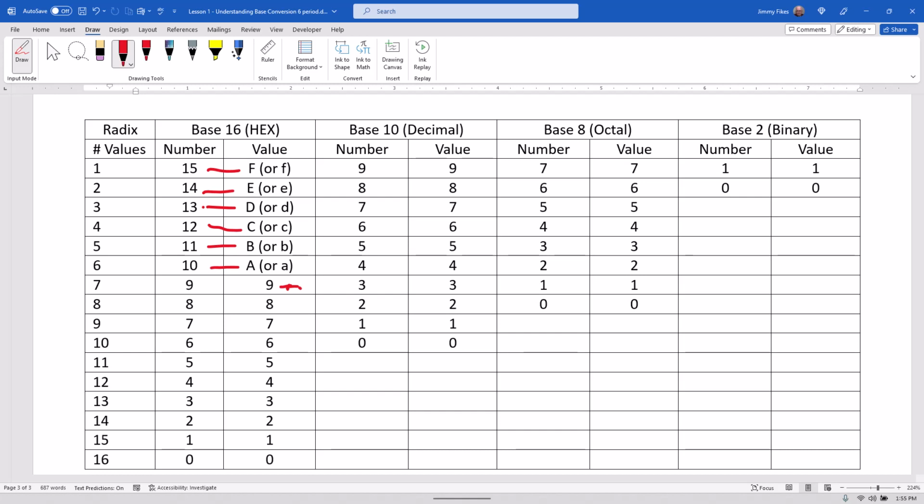Okay, so what is the largest possible counting value in base 16? F. Exactly right. So if you wanted to say 16 in base 16, you would simply say F, or 15. Actually 15, wouldn't it? All right, so let's go.